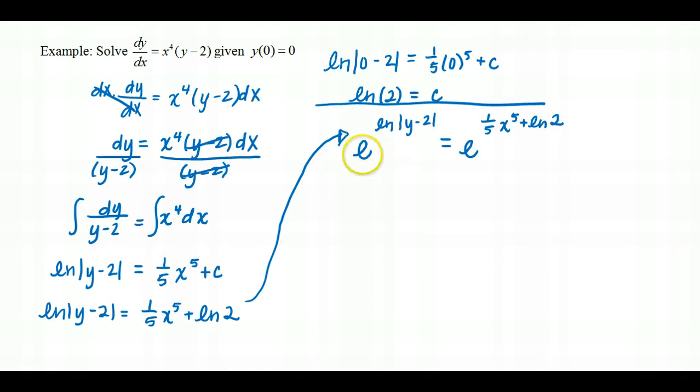Now on the left, we did that because e and natural log are inverses, and they cancel, and what's left over is the absolute value of y minus 2 equals e to the 1/5 x to the 5th plus natural log of 2, all up in the exponent. So now here's the question. What do we do with these absolute value bars? We can't just get rid of them. That doesn't work.